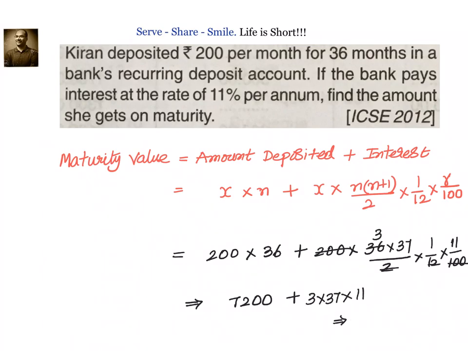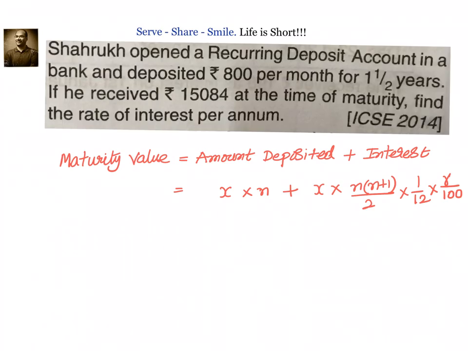Now let us simplify that. That's equal to 7200 plus 111 into 11. Let's calculate that, 1111 and 111, that is 1221. That's equal to rupees 8421. So the maturity value is 8421, which is a straightforward problem. So let us try to solve 2 to 3 different types of problems in this particular concept. Let's go to the next problem.